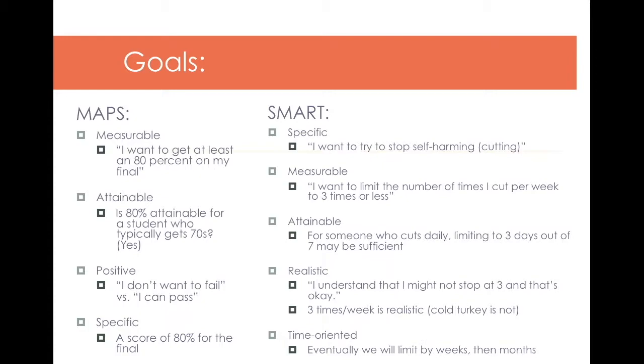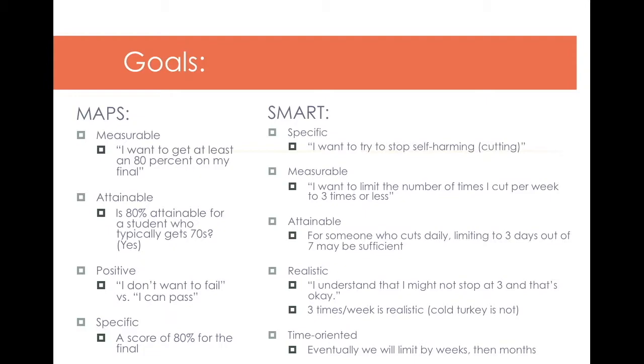For a MAPS goal, we have somebody who, on a broad scheme, wants to do better in school. So to make that measurable, we're going to say, I want to get at least an 80% on my final. Is this attainable? Well, yes. A student who typically gets 70s is going to be able to do that 10% jump for the final exam. It's positive because we don't want to use this negative wording. We want to use words that are a little more encouraging. And then again, we're specific because we want a score of 80% for the final. This isn't some arbitrary thing like I want to do well, because well is not specific. Well could be relative and different for each person.